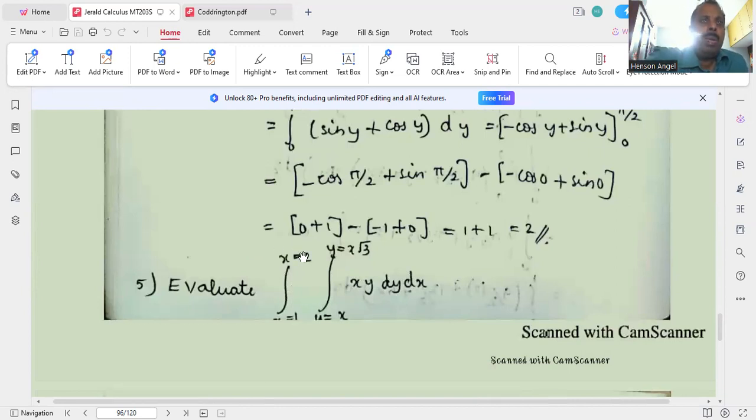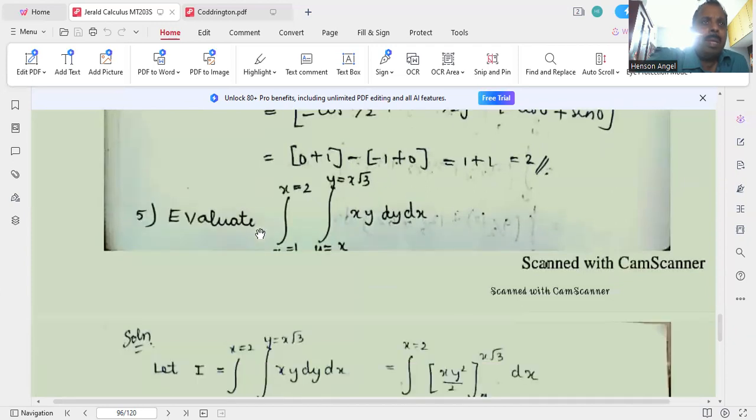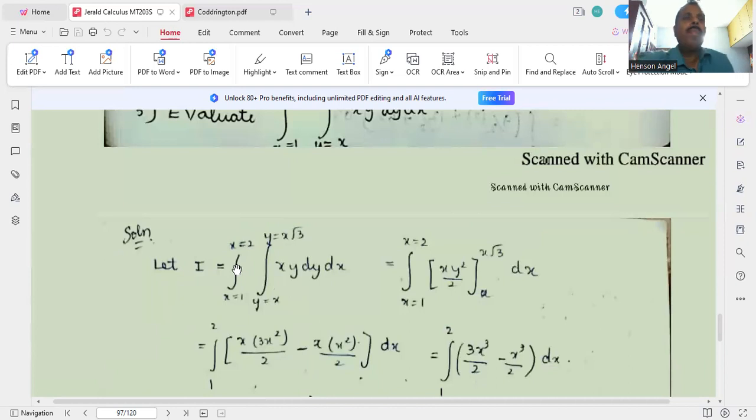Evaluate double integral 1 to 2, x to 2x, root 3 xy dy dx. So first we take the given integral as I. So integral 1 to 2, integral x to 2x, root 3 xy dy dx. So first we have to integrate with respect to y. When you integrate with respect to y, except y, the other term x will be considered as a constant. So if you integrate xy with respect to y, we get x into y square by 2, limit x to x root 3.